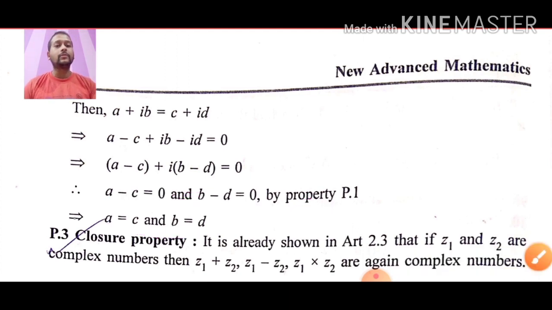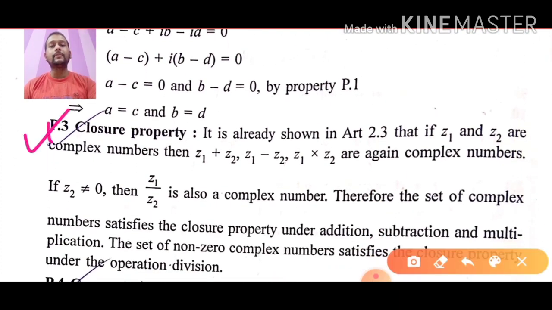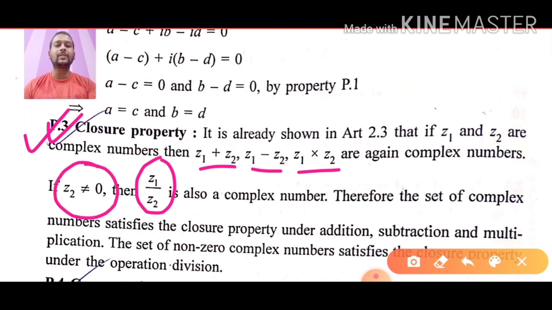Okay, we'll head on to the next property, the closure property. We have learned closure property before for whole numbers, integers, and rational numbers. It is the same way for addition, subtraction, multiplication and division. But for division, there will always be a condition that z2 cannot be equal to 0. We know we cannot divide by 0, so you have to follow that condition.